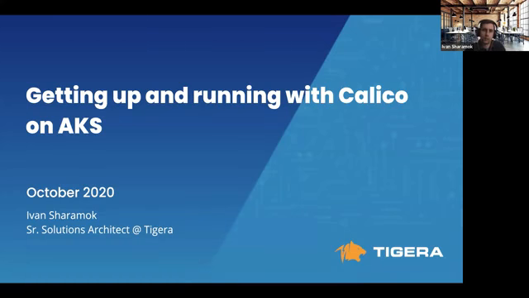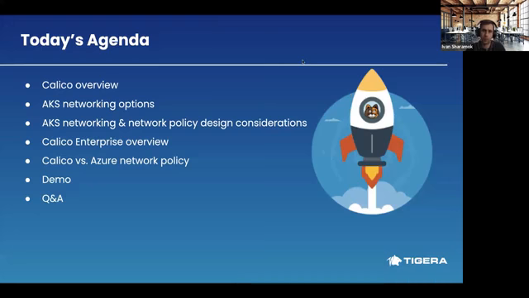In this session, we'll take a look into Calico on AKS, but also discuss several options in there for network and network policy, and take a look into some Calico Enterprise features, not all of them, but just a few commonly used features.